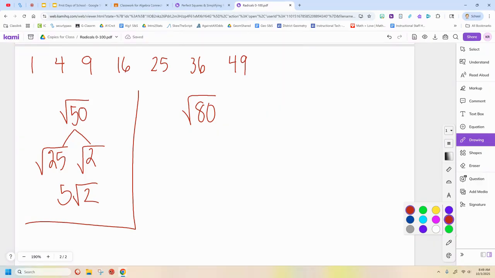Gabby, how does your brain work? Do you know that this is divisible by 4? That makes sense? Okay, so let's do that. So 4 is going to go here.